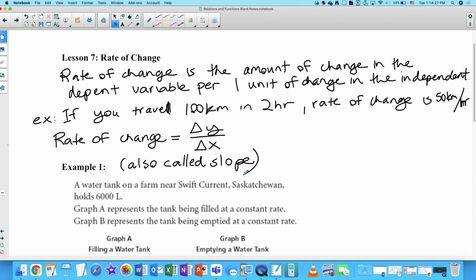So I prefer to think of it in terms of rate of change when there's a context attached to it, because it reminds me to include variables in my change in y over change in x.